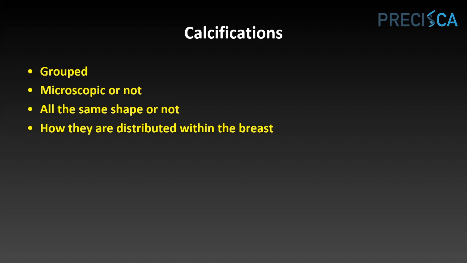Are the calcifications all the same, or are they heterogeneous, all different shapes and all different sizes? That too seems to be more likely to be associated with cancer. And how the calcifications are distributed within the breast, whether the calcifications are similar in both breasts or they are asymmetric or a little bit different from one side to the next.